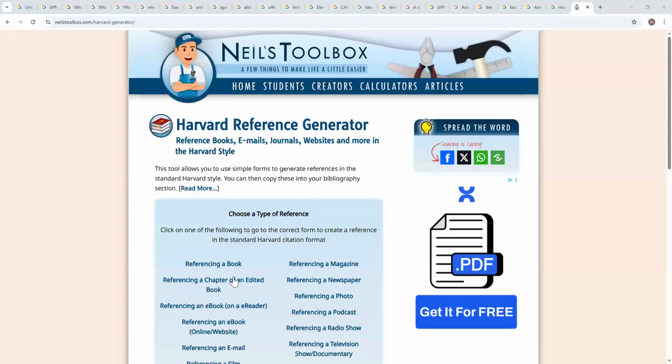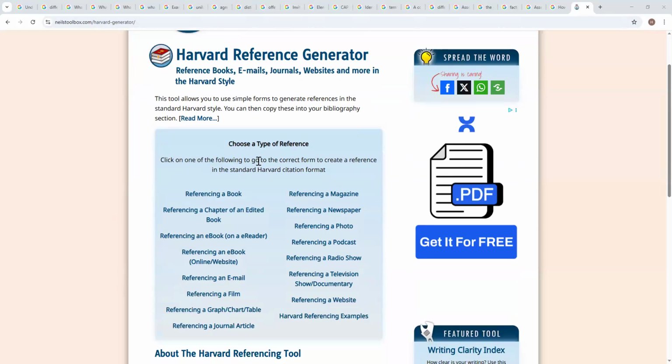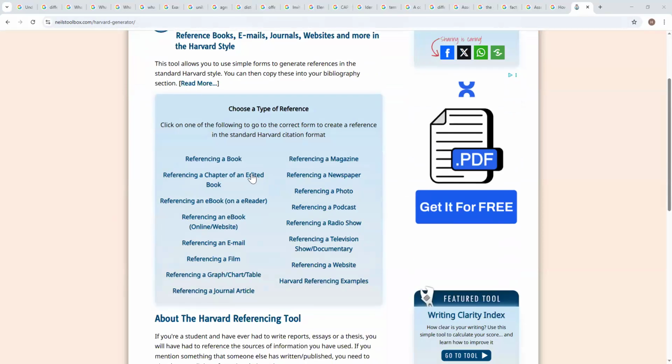Excellent. So can you see this? It says Neil's toolbox. Can you see that now? Yes. There's Neil dressed up in his little builder's gear. So type of referencing. If you want to reference, let's just say we want to reference a book, okay? You would click on that. You can reference a chapter of a book, an ebook, email, anything you can reference.